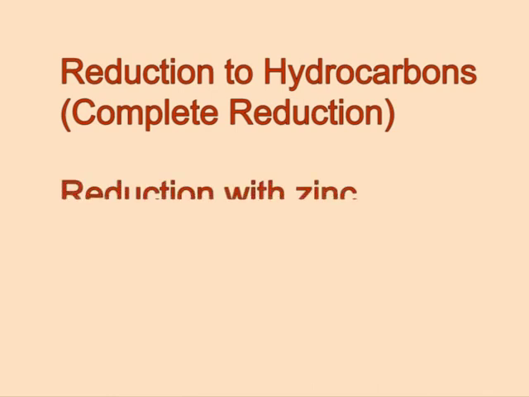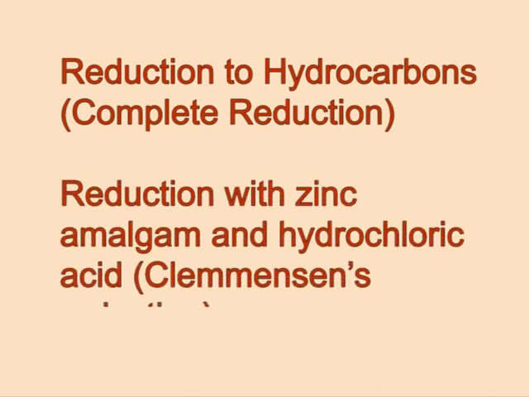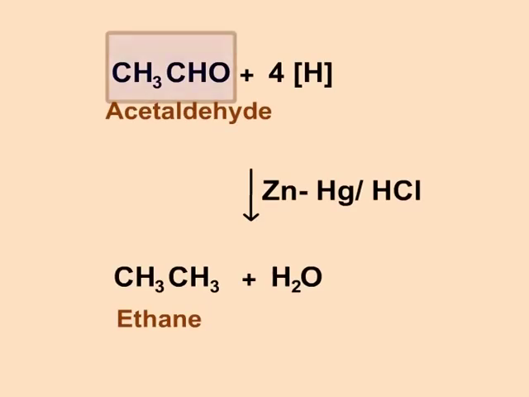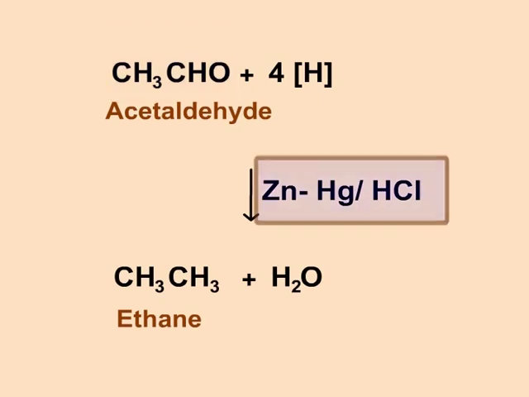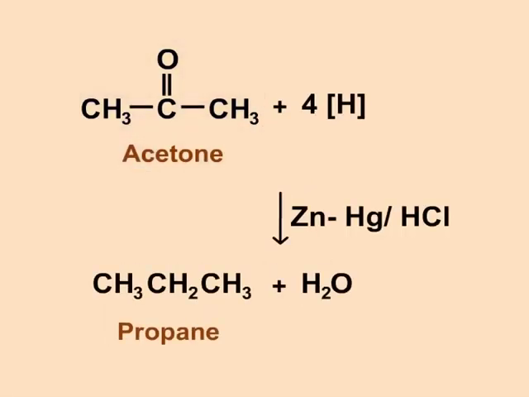Reduction with zinc amalgam and hydrochloric acid, that is Clemmensen reduction. Acetaldehyde reacts with zinc amalgam and hydrochloric acid to form ethane and water. Acetone reacts with zinc amalgam and hydrochloric acid to form propane and water.